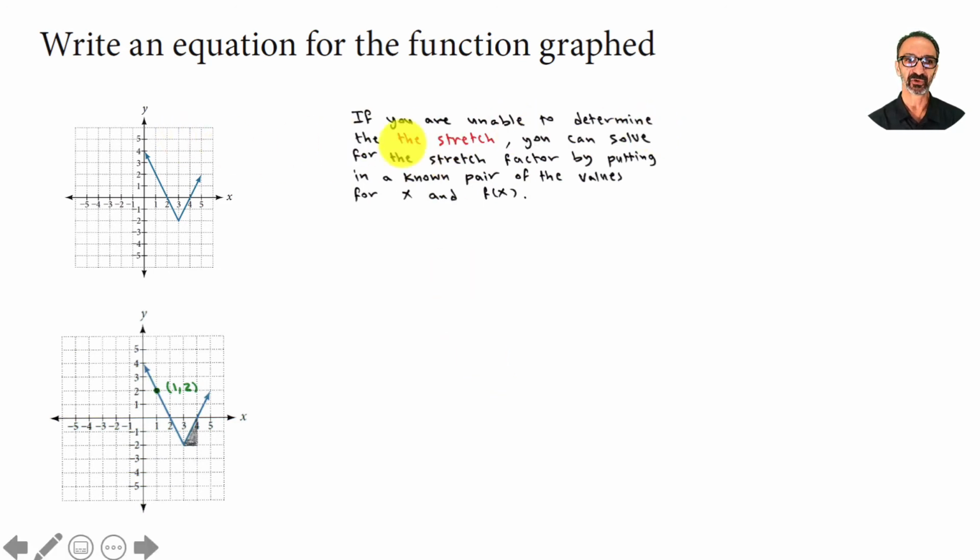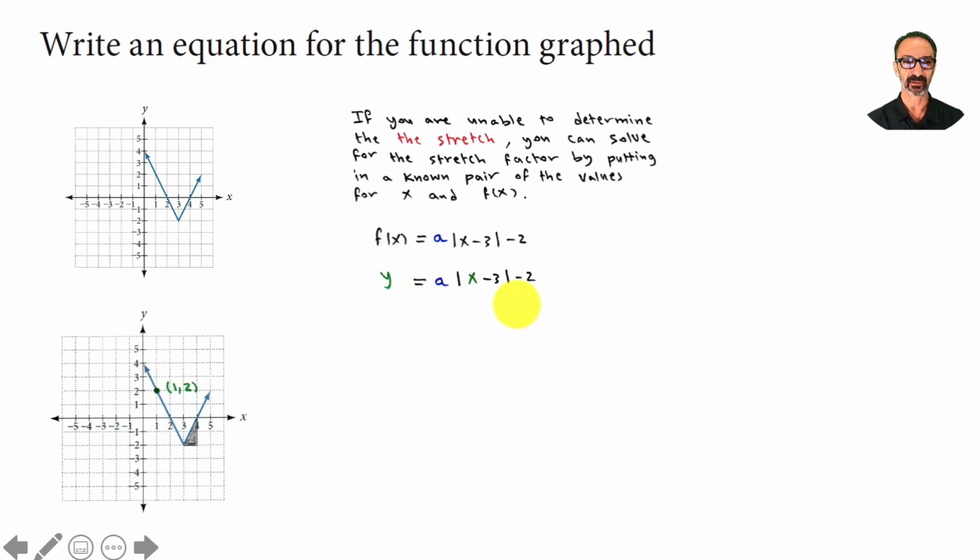If you are unable to determine the stretch, you can solve for the stretch factor by putting the known pair, for example (1, 2), of the values for x and y, or x and f of x. We know that we moved it right 3 and down 2, so this -3 and -2 outside, we know it, but we're not sure about a. Is it 2? Is it half?